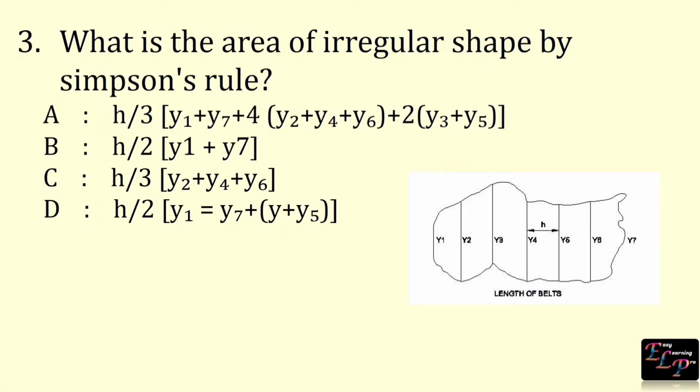What is the area of irregular shape by Simpson's rule? Here y1, y2 up to y7 are called ordinates and h is the interval between the ordinates. In Simpson rule, we are going to consider h by 3 and then first ordinate and the last ordinate plus 4 times all the even ordinates plus 2 times all the odd ordinates. So the answer is option A.